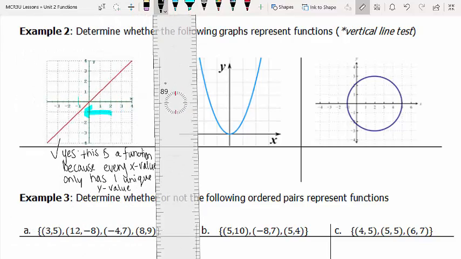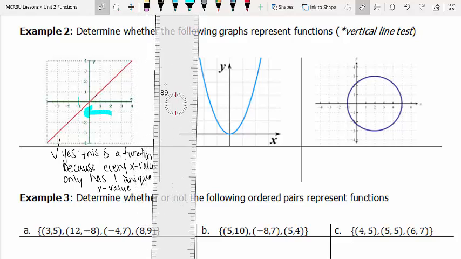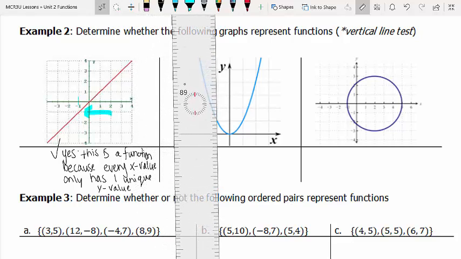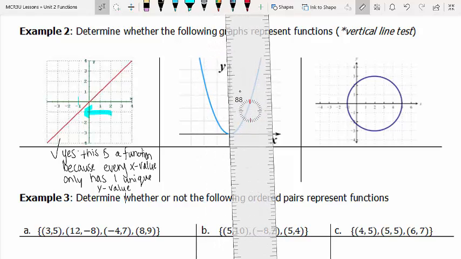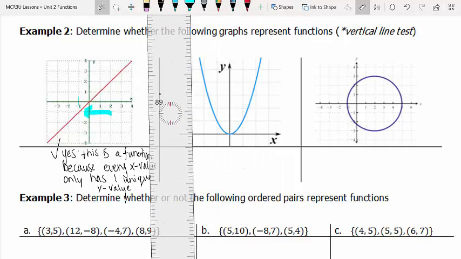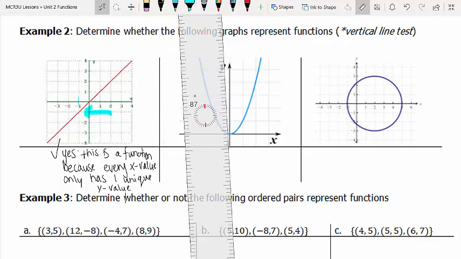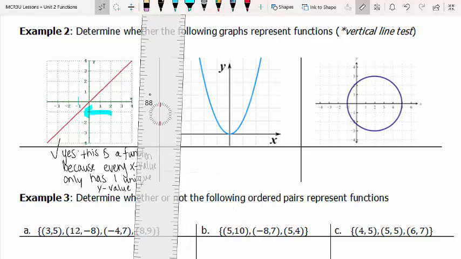Okay, let's test this second one. It's a quadratic. As we move that line from left to right, do we only ever touch the graph in one point, or are there some times where it's touching in 2 spots? Okay, and if you notice, we are only ever touching the graph at one point. So this is also a function for the same reason as before.